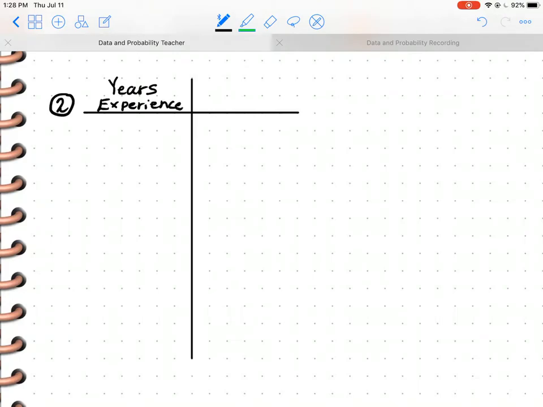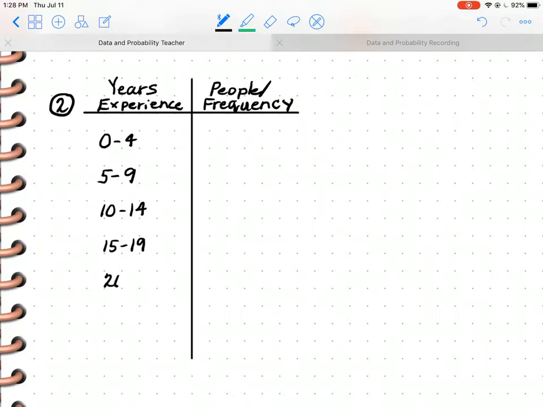and in the second column, I'm going to put the people and the frequency, how many people fit that given category. So we have 0 to 4 years, we have 5 to 9, we have 10 to 14, 15 to 19, and 20 to 24. And I'm going to take off what I don't need.